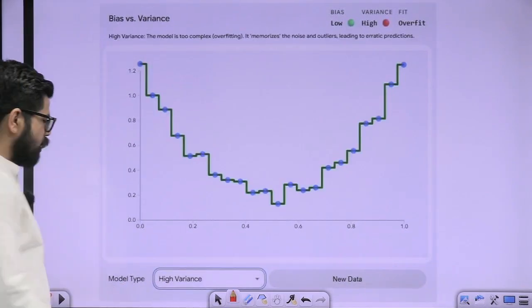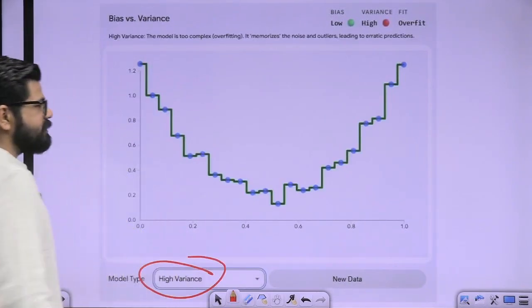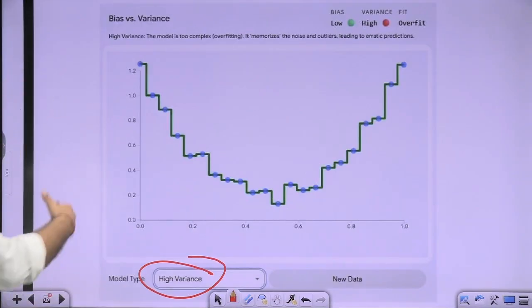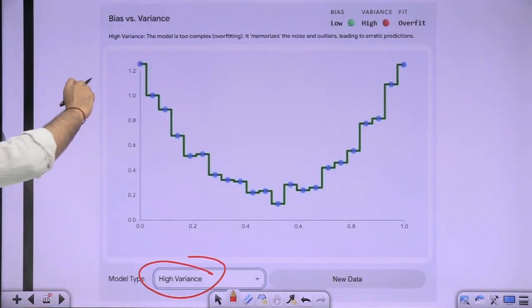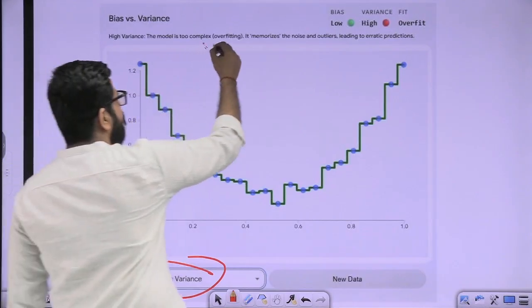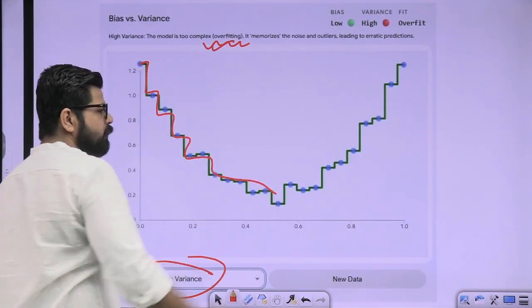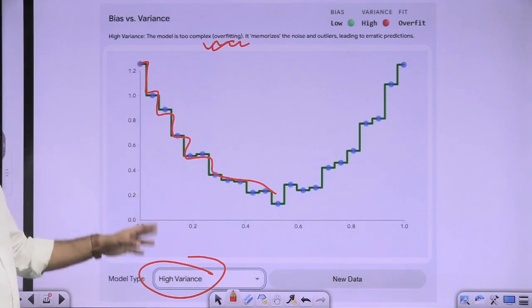If I provide a model fit with very high variance, in the upcoming slides you will find the implications of high variance. Here I have put a slide. Why? The model is too complex, that is, overfitting. You will see this type of graph become overfitting. It cannot predict that it is a quadratic.